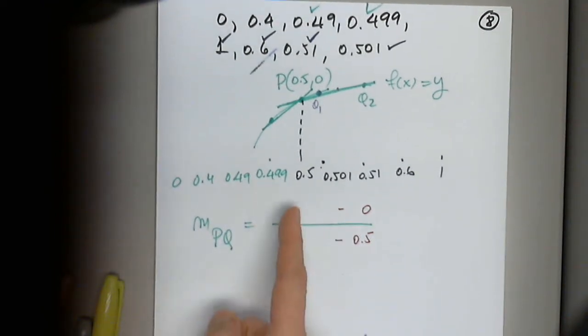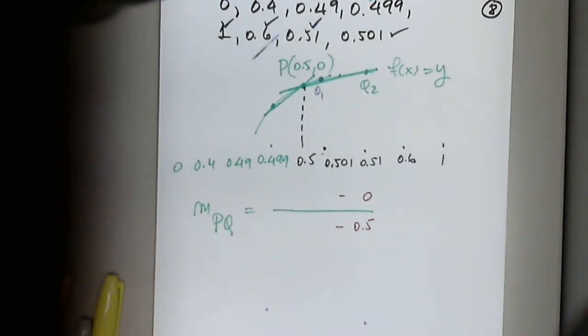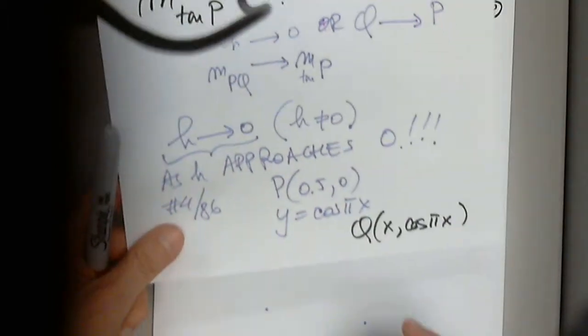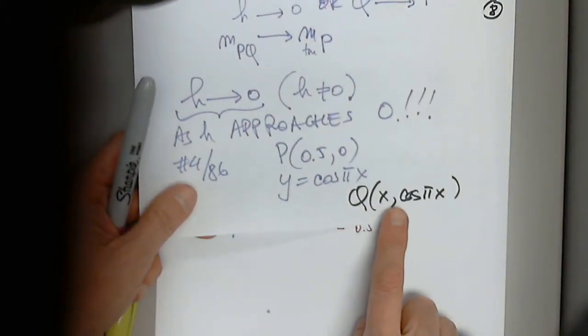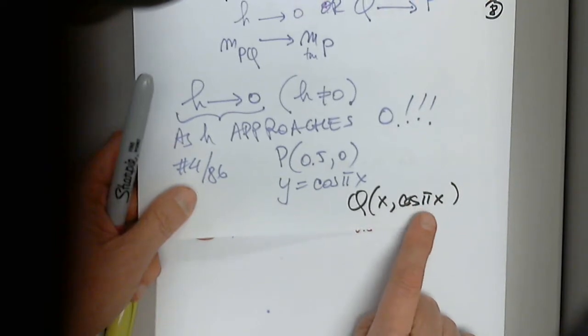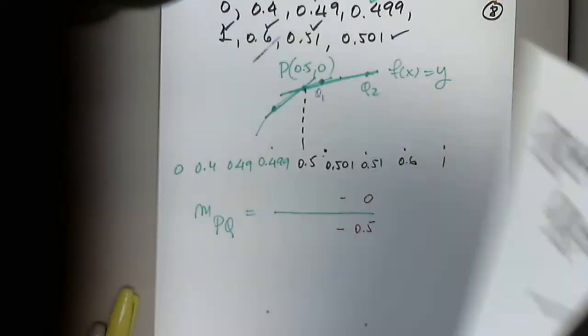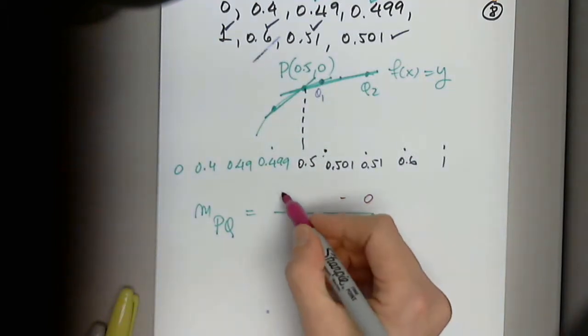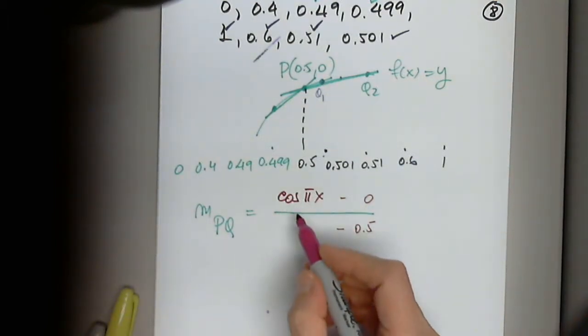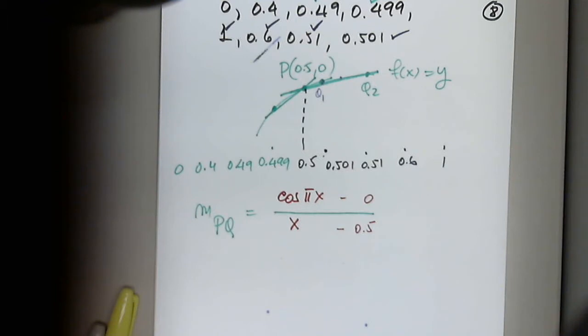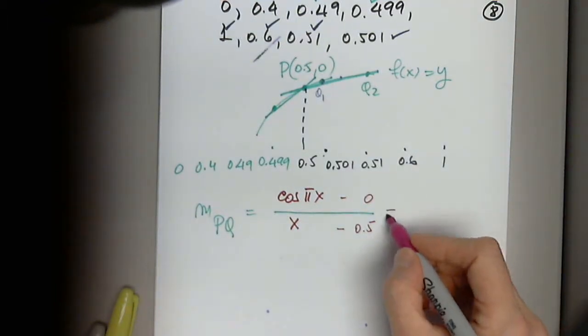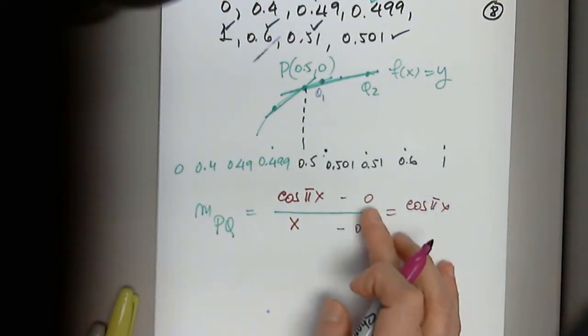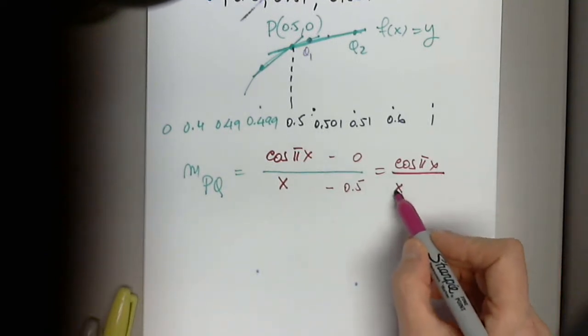But then, what are the coordinates of Q? Can anyone dictate the coordinates of Q? The coordinates of Q are here. So this is the y and this is the x. So cosine pi x over x. So the function we create is cosine pi x, there is no need to write 0, divided by x minus 0.5.